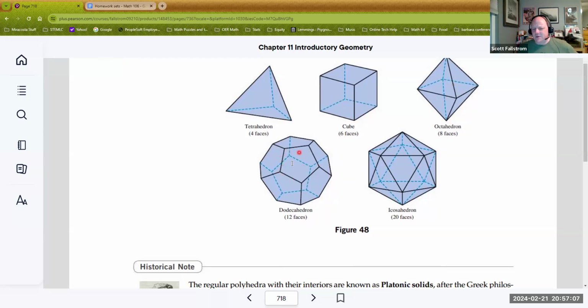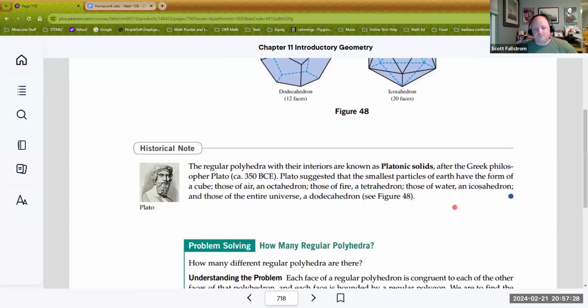Dodecahedron, this is a funky one. I actually have one of these downstairs. We got like a planter that is a dodecahedron that's got glass sides. You can put like succulents in and make it look really nice. So yeah, dodecahedron, perfect. 12 faces, they're all pentagons. And finally, the icosahedron, 20 faces, all equilateral triangles.